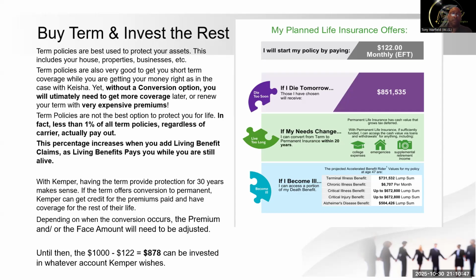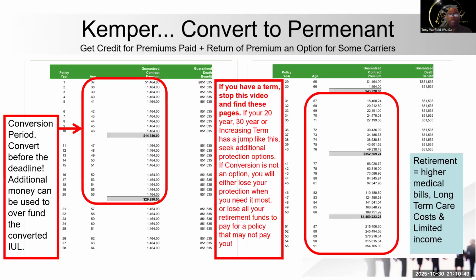So let's take a look at another option. So what happens if you convert it, right? So conversion period, convert before a deadline, additional money can be used to overfund the IUL, which is great. This is important. If you have a term, stop this video right now.